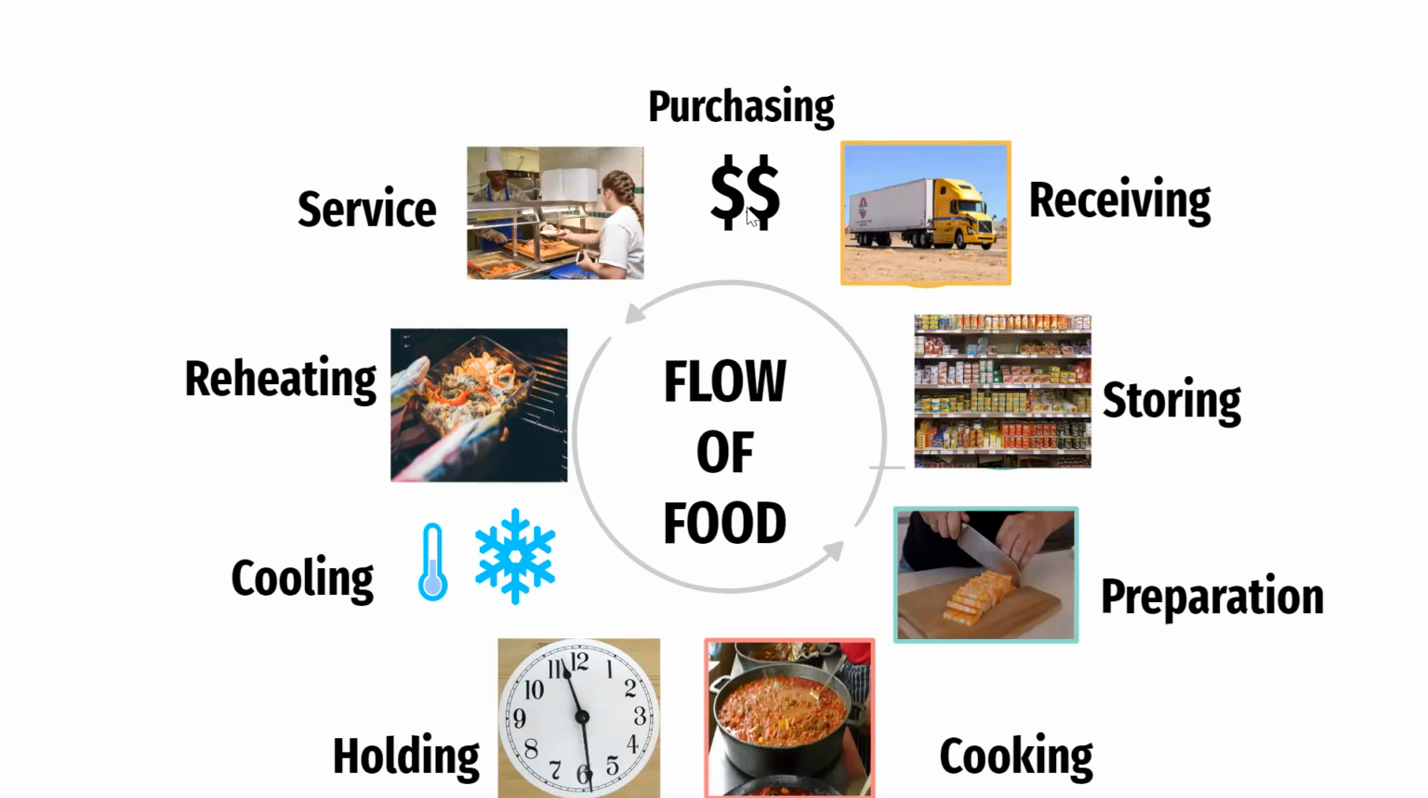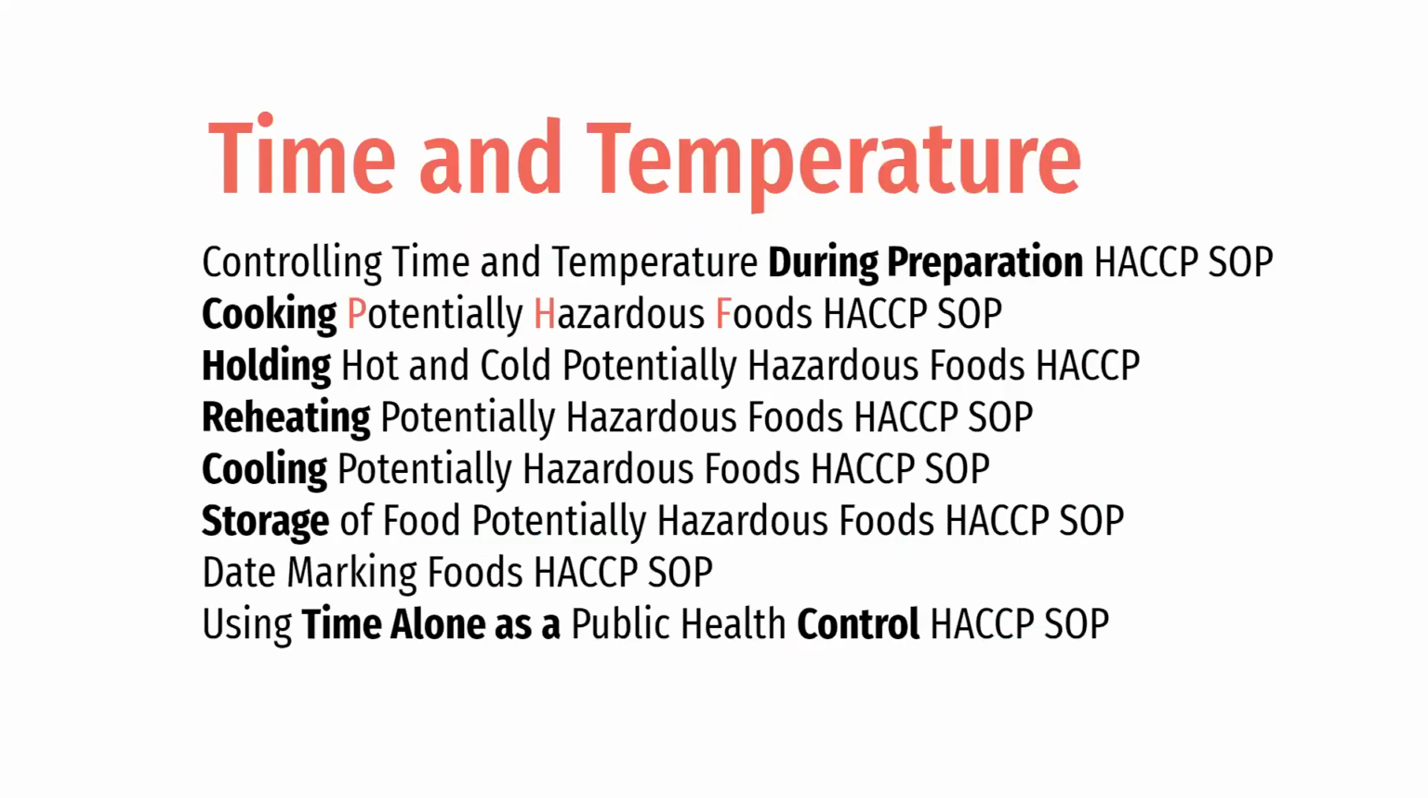But it doesn't stop there. In some cases, we also have cooling, storing leftovers, plus reheating and serving again as additional steps in the flow. Controlling time and temperature of food is a critical practice in keeping food safe. To ensure proper time and temperature control, we have HACCP procedures for every step in the flow of food.